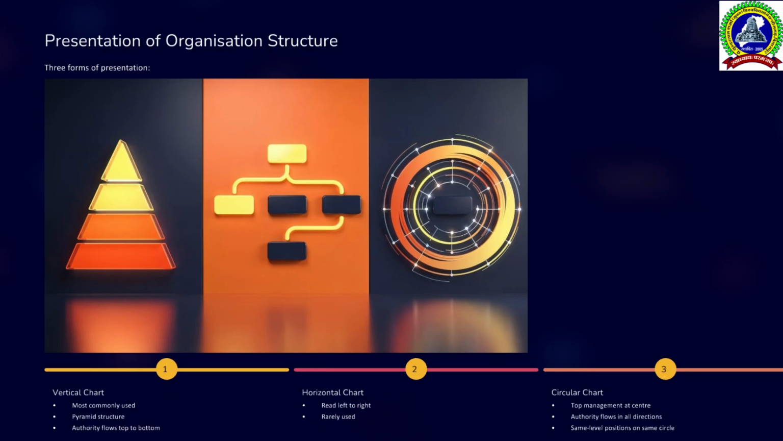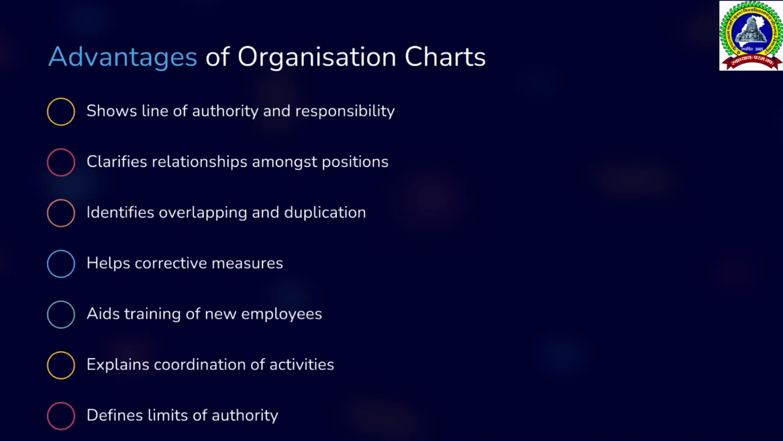The circular or concentric chart places the chief executive at the center with successive management levels arranged outward in concentric circles. Positions of equal rank appear at the same distance from the center. This presentation symbolizes the idea that authority radiates outward and that all functions are equally important. After understanding the types of charts, let us explore the major advantages of organization charts in real organizational functioning.